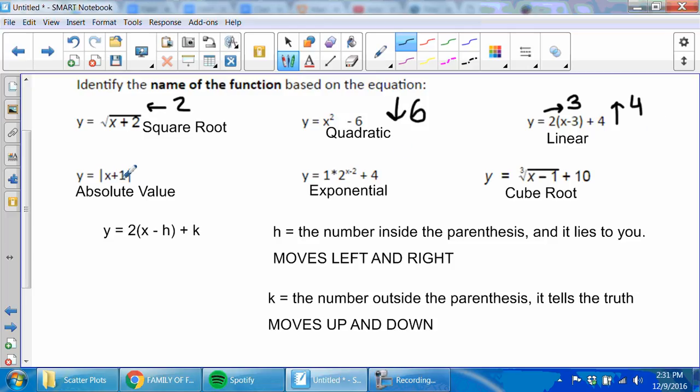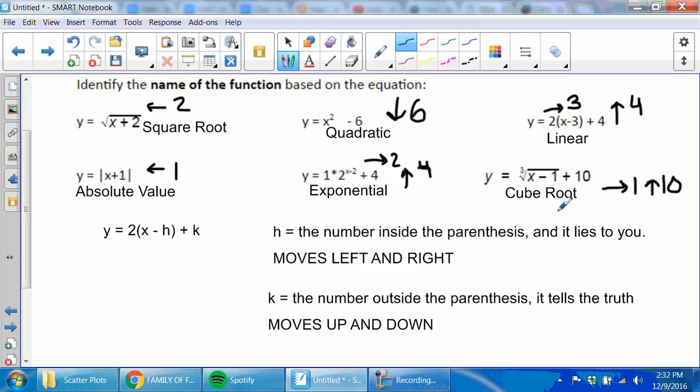For absolute value inside these parentheses, it's moving 1 to the left, since it's adding inside. For y, it's subtracting this mini 2 up here, which means it would be moving right 2, and then since it's a positive 4 outside, it tells the truth, it would be moving up 4, the graph would be. Cube root. Subtracting inside means to move right 1, and then it says outside k tells the truth, say plus 10, this one's going to go up 10.